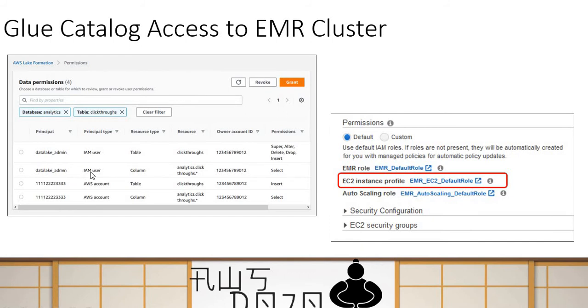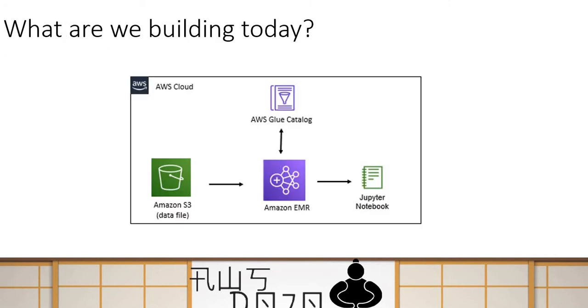Then this is an IAM role principal. Your resource type could be column or table depending on what level of permission you're giving, and then you simply provide select or insert permission. If you're trying to read data, of course, select permission. But the important thing is that in your Lake Formation, this EMR EC2 default role should have permission to the table, at least select permission, if you want to read data from that table in the EMR cluster. Okay, so you need to take care of this part from the Glue Catalog access point of view.